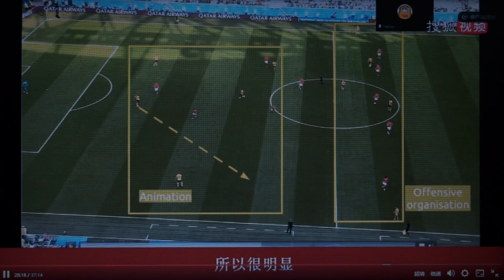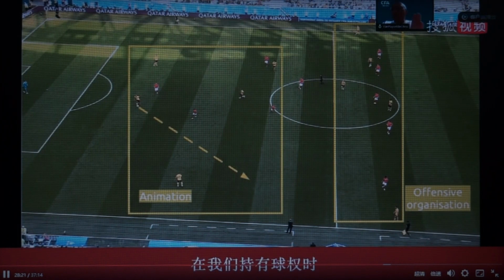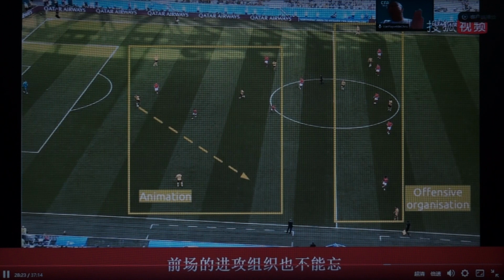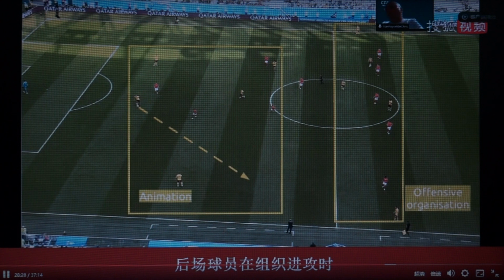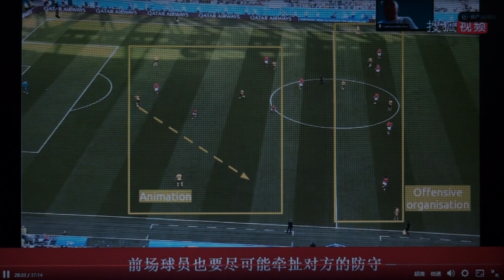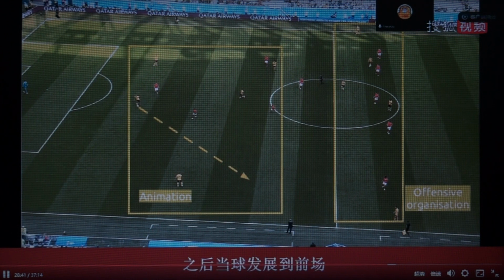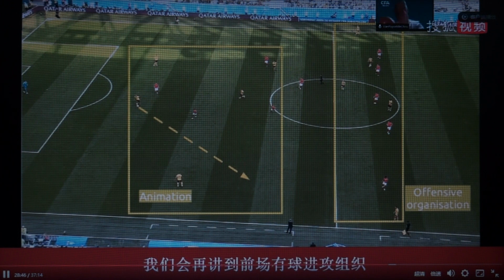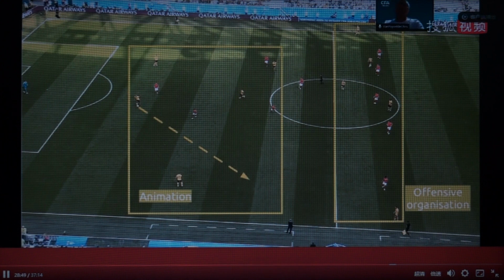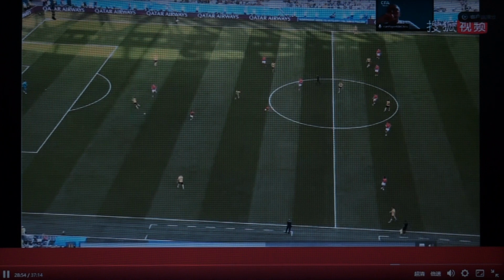And here you see clearly, if we have the ball, there is also organization in front of the ball, around the ball, offensive organization away from the ball to push the English defense as deep as possible. I hope you understand the difference between animation and organization. Later on we will show when the ball is more in front, then you have the organization behind and the animation in front. This is crucial to understand. Okay, we go on.